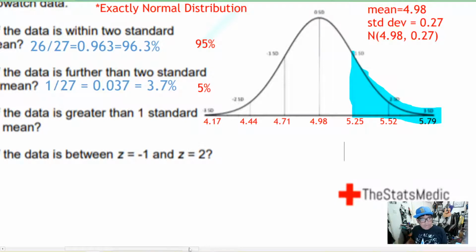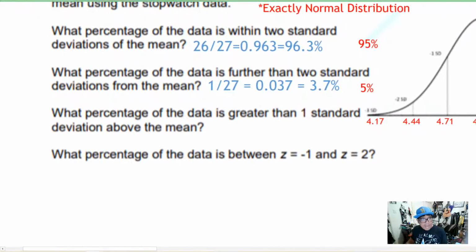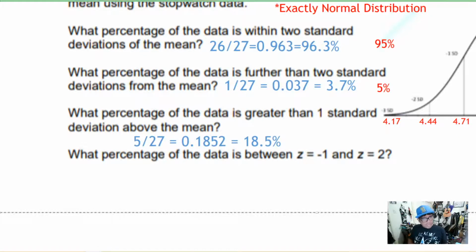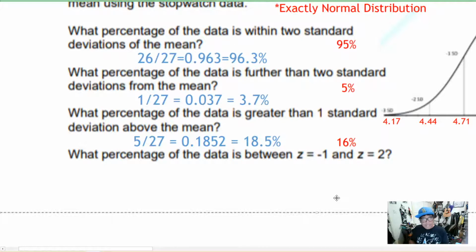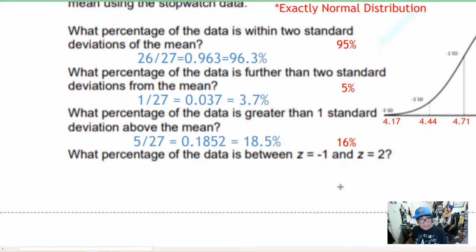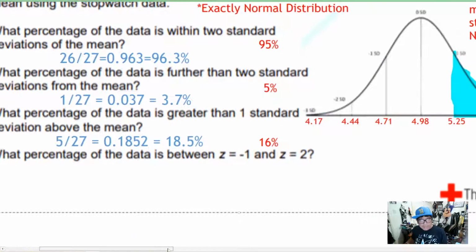Based on what I got from the class, that was 5 out of 27, or about 18.5%. What would that number be in an exactly normal distribution? In an exactly normal distribution, that number should be 16% greater than 1 standard deviation above the mean. And then how about between a z-score of -2 and -1 and +2?